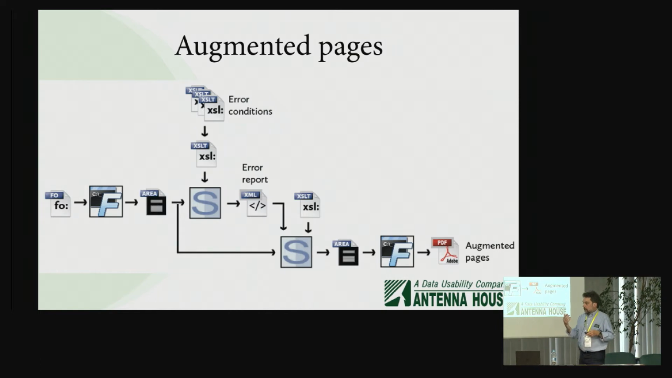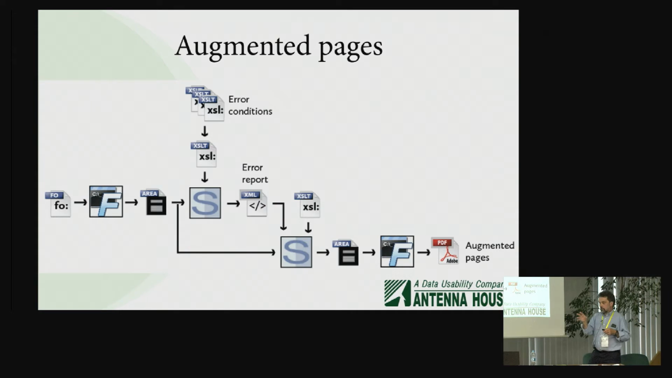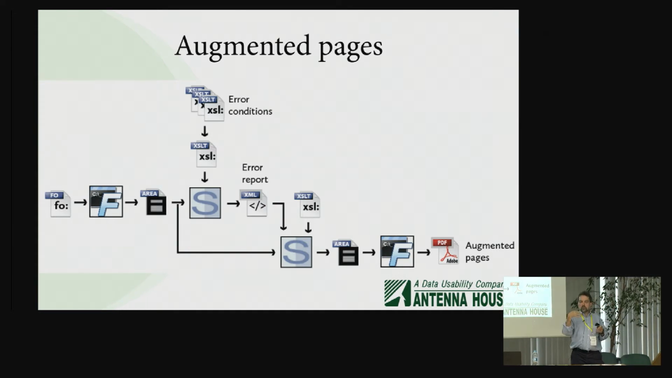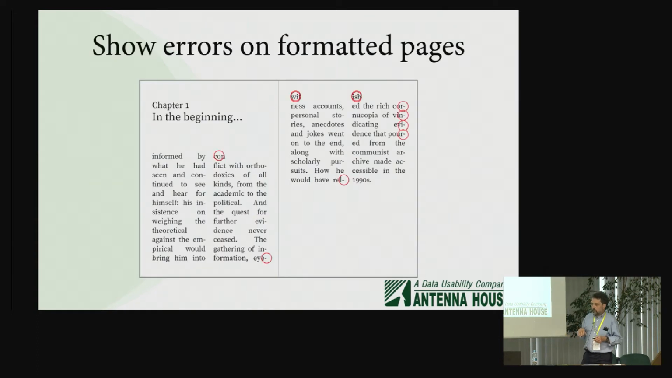So another level of sophistication is to process the error report and include something in the formatted output, or use the formatted output with extra information added to show you where the areas are, because that's much simpler than trying to look at a report and work out how that corresponds to the formatted page.